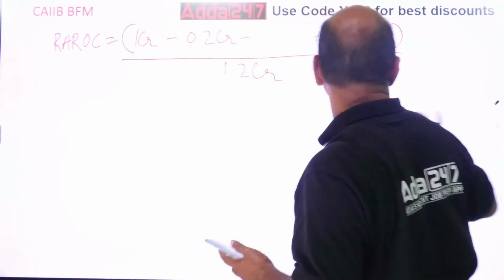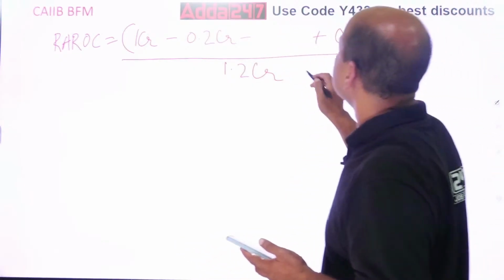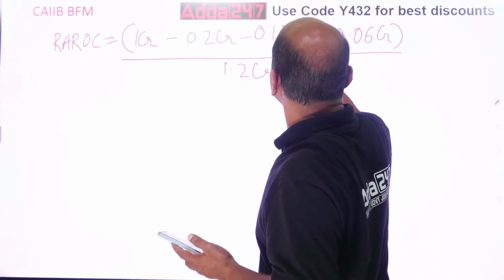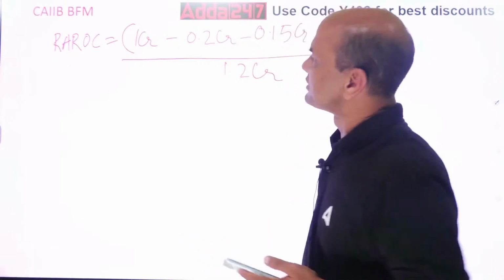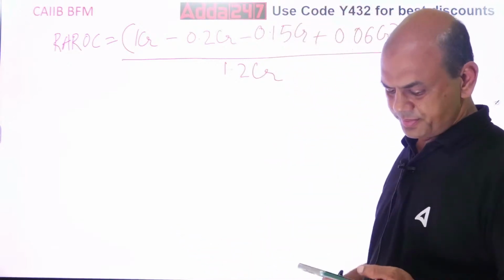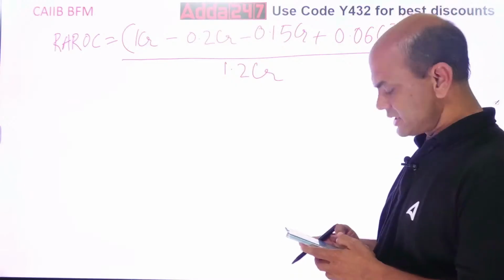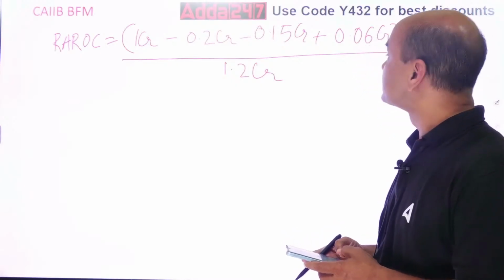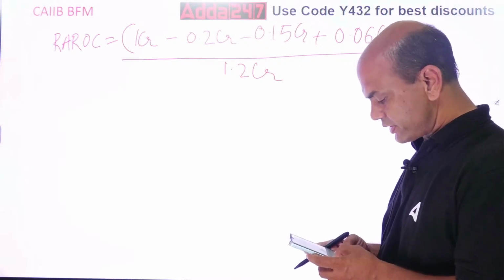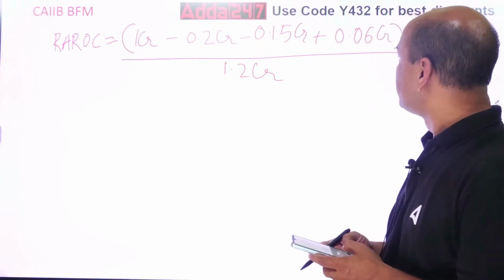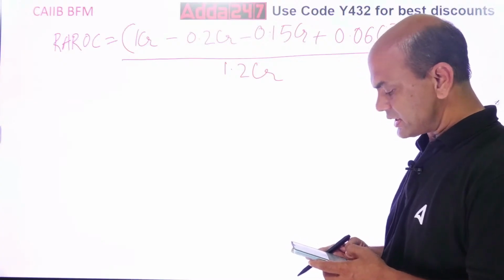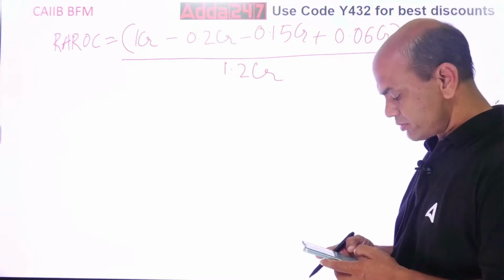Okay, even I got confused. What is this? How can this happen? So 0.15 CR. Now get the answer. Okay, now you'll get it correct. So 1 minus 0.2 minus 0.15 plus 0.06. So that is equal to 0.71.